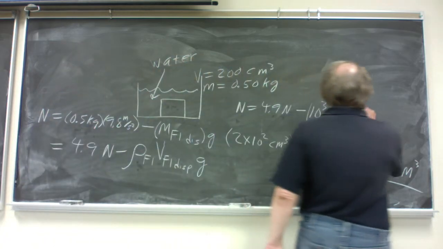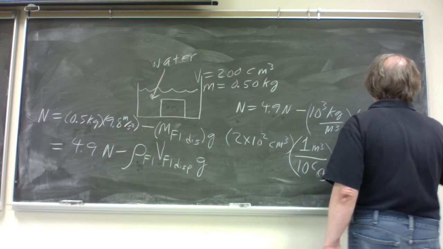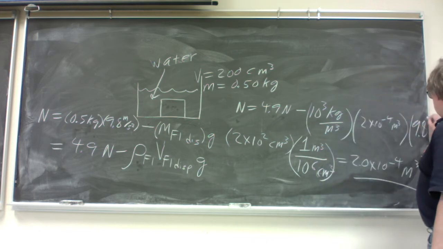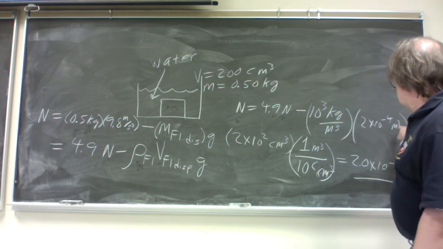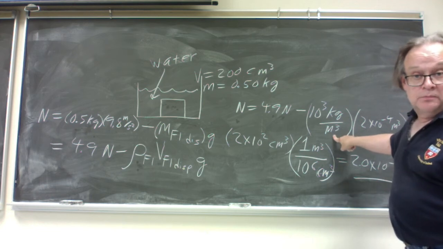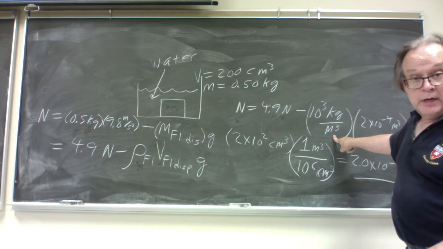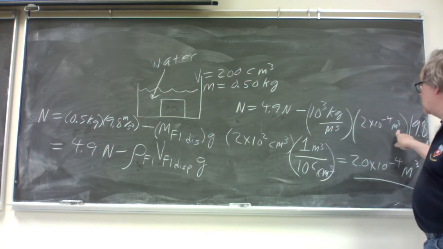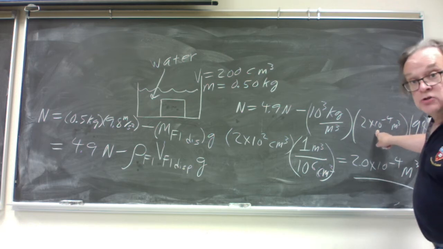So volume is the next term. 2 times 10 to the minus 4 cubic meters, and then the last term is g, the usual 9.8 meters per second squared. And since here we've got a unit label of meters cubed, and here we've got a unit label of meters cubed in the denominator, treating unit labels as if they were algebraic variables, this is canceled by this. And so we're left with 10 to the 3 times 2 times 10 to the minus 4, so that will come out as 2 times 10 to the minus 1.